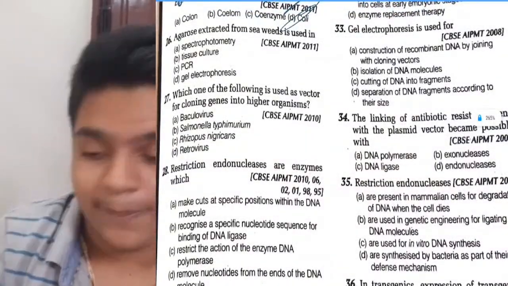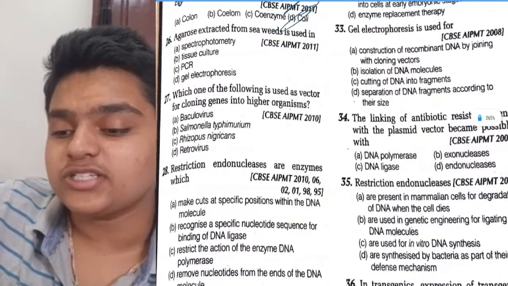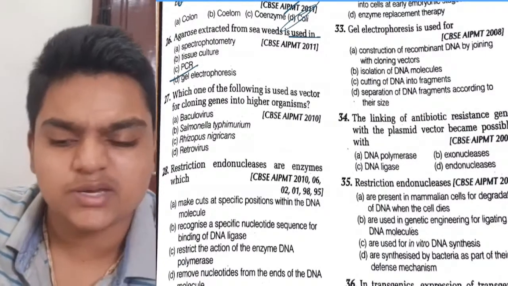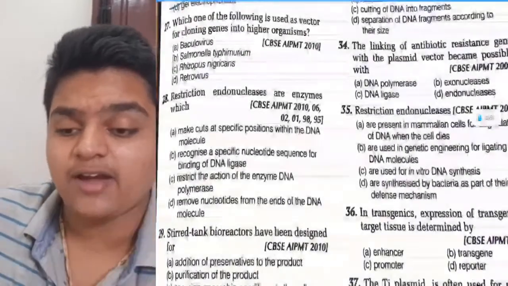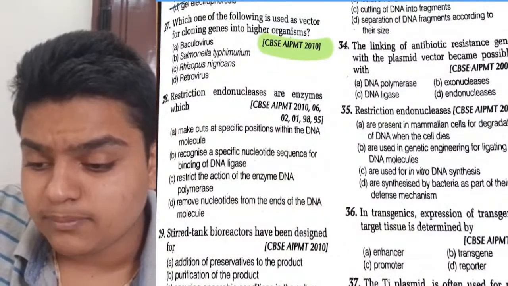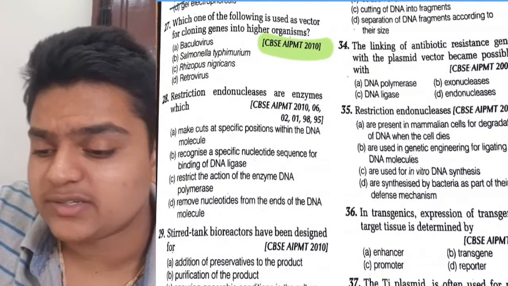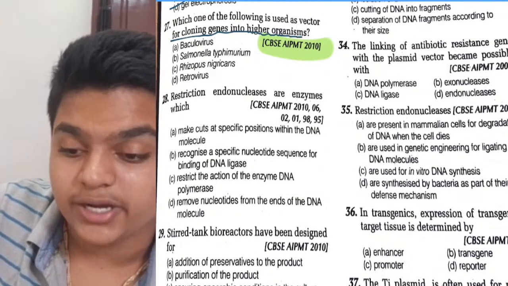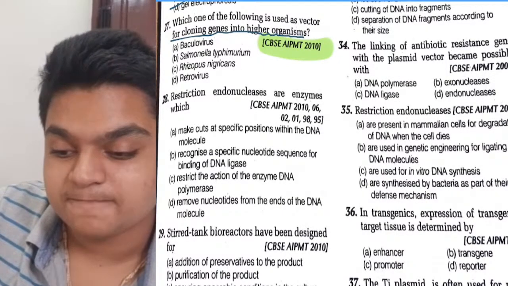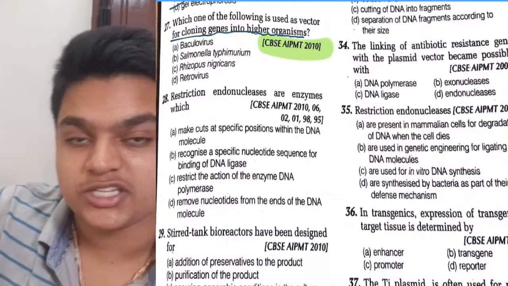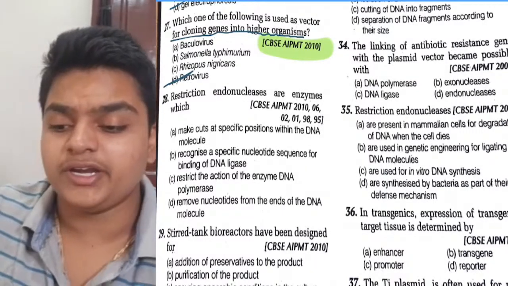We have to complete these 50 questions and move on to the 24 questions of your applications part. No problem. Agarose extracted from the seaweeds is used in... very easy question. We are in the year 2010, guys. Which one of the following is used as a vector for cloning genes into higher organisms? This is a question you have to think about, but no need.